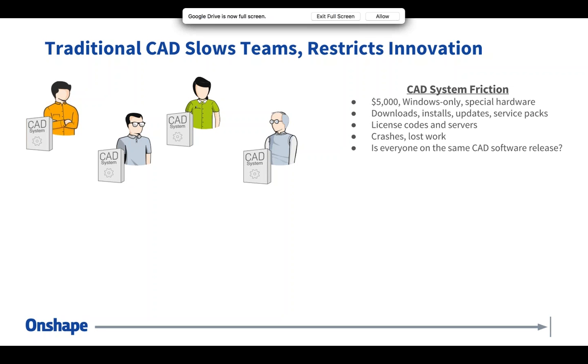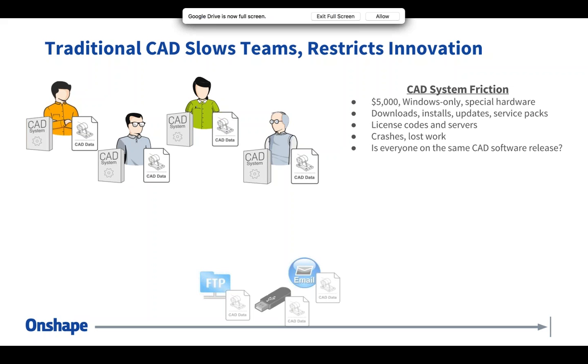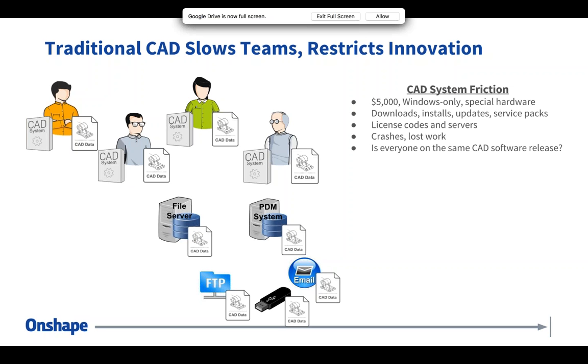You then have to download and install it, maintain it with your own service packs. You have license codes and servers you have to maintain, and then you have to deal with files, and in particular, how to manage those files. So this has been one of the biggest headaches. When you need to work with someone, you have FTP, you have email, you have flash drives. There are all these different workarounds, even creating dedicated file servers and PDM systems. So there are these whole ecosystems that evolve around data management and file management.